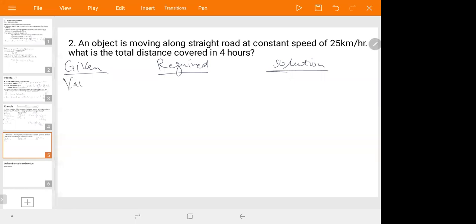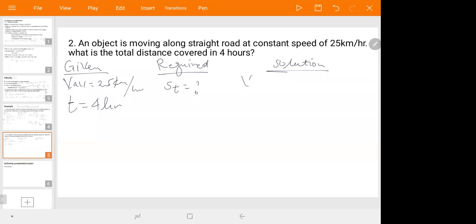Let us take the speed as the average speed: 25 km/h. What about the other given? No, again we only have time. Time, how many? 4 hours. Required: total distance. Total distance, how many?